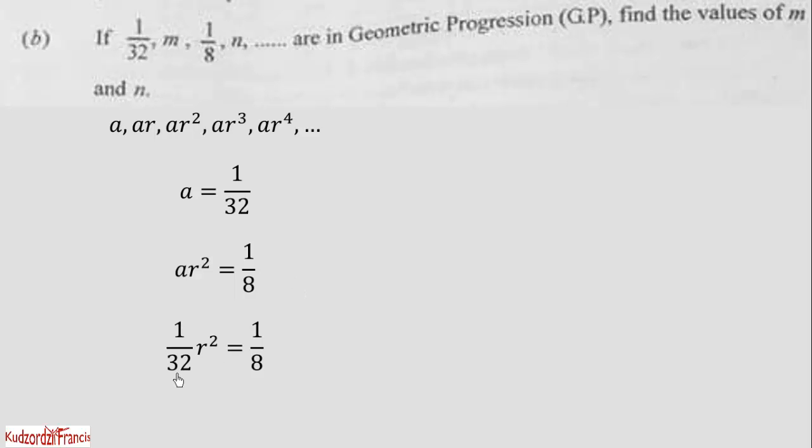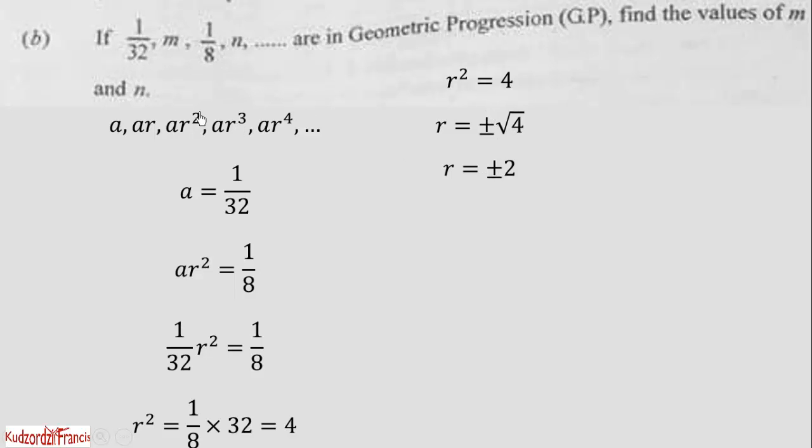So let's multiply both sides by 32 so that we get this. So r squared will be equal to 4. We take plus or minus the square root of both sides to get this. So r will be equal to plus or minus 2. The common ratio can either be positive or negative.